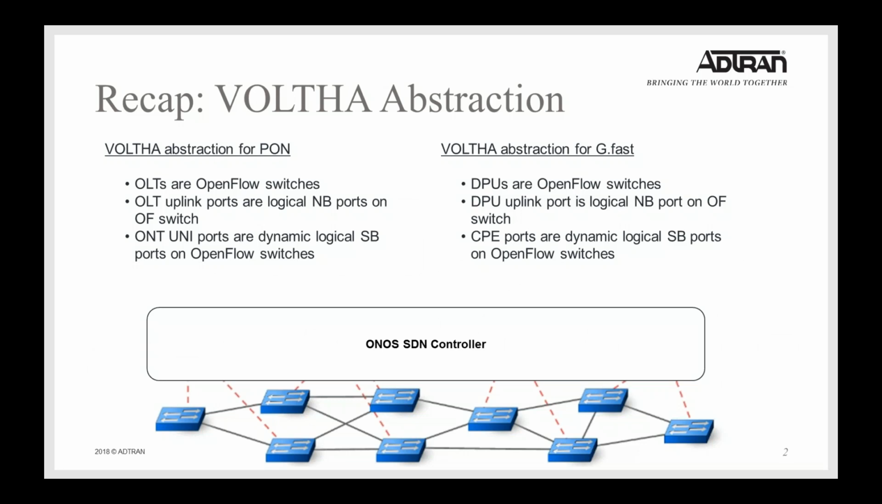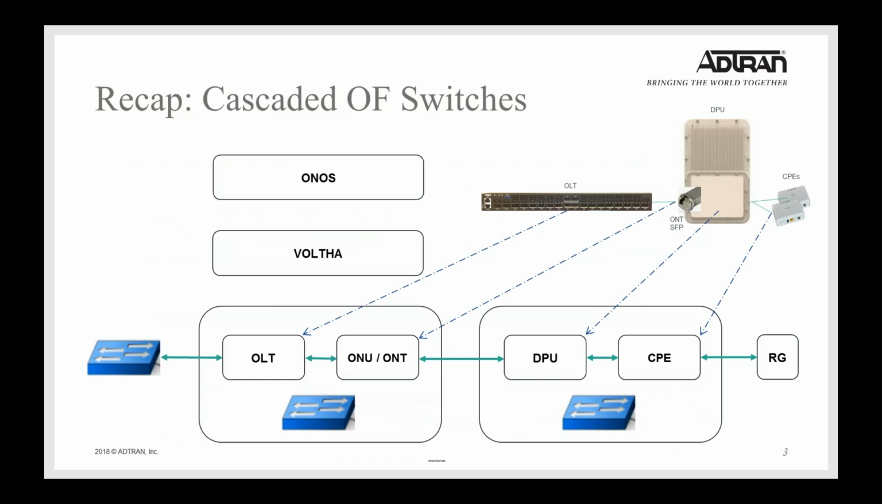Here's an example. On the top right side, you can see a little setup consisting of an OLT. Then in the middle, there's an Adtran DPU. This one has an SFP connected to it. This is a PON SFP, which connects to the OLT. This DPU has 16 G.fast ports, and we have CPEs or NTEs or whatever you call them connected to the DPU.